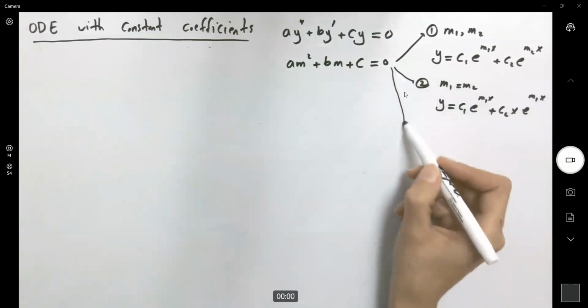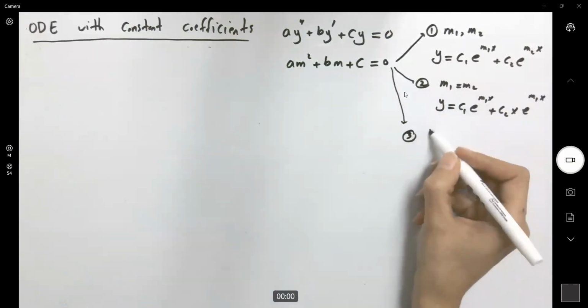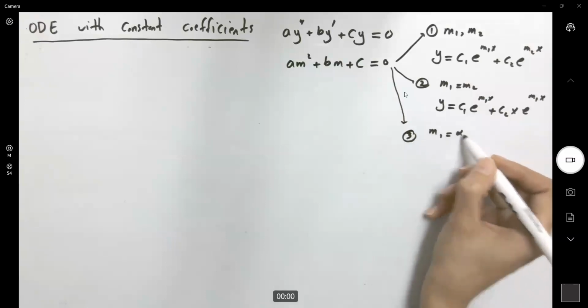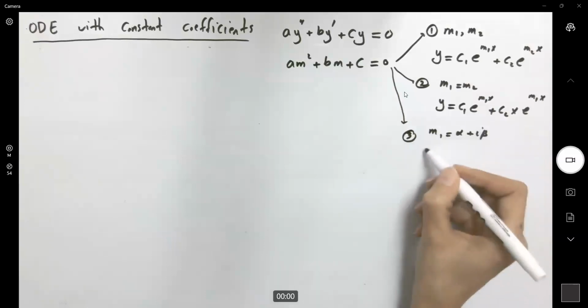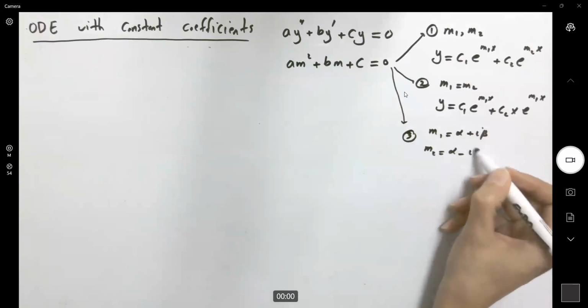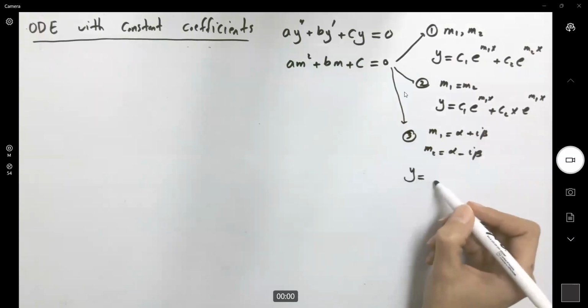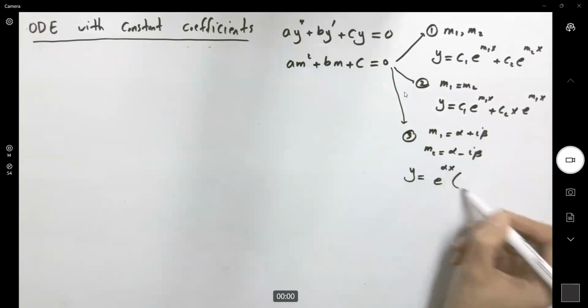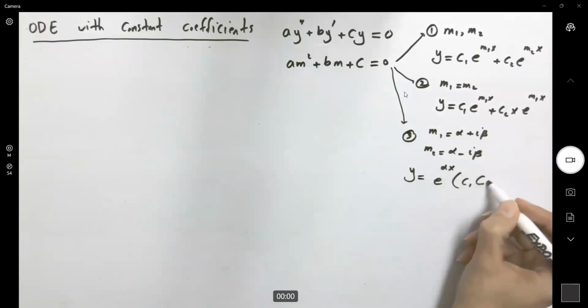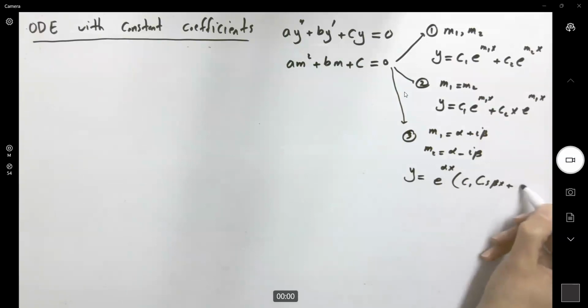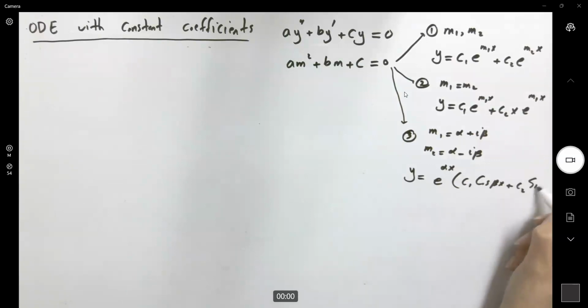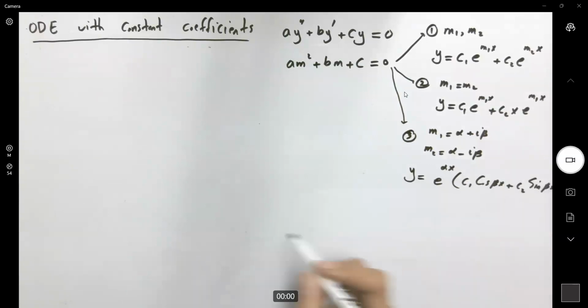And finally, if we have complex roots, m1 is alpha plus i beta, and m2 equals alpha minus i beta, and the general solution is e^(alpha x) times parentheses c1 cosine beta x plus c2 sine beta x.